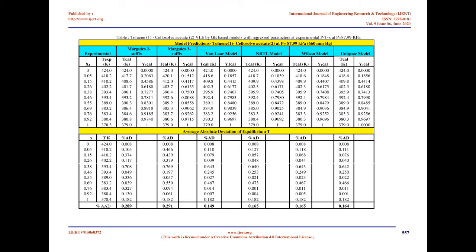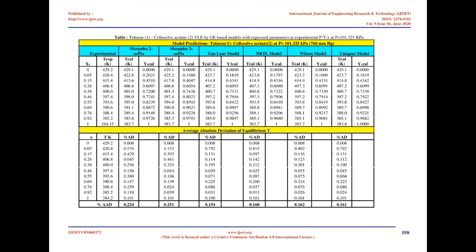Experimental PTX data of the 2-ethoxyethanol, Cellosolve, acetate-toluene system are generated for 8 different sets of composition at 5 different pressures for each set of mixture, and this experimental data is used to regress activity coefficient model parameters, which are further used to generate PTXY data. Results are compared with GE-based models: Margules 2 suffix, Margules 3 suffix, NRTL, Van Laar, Wilson model.